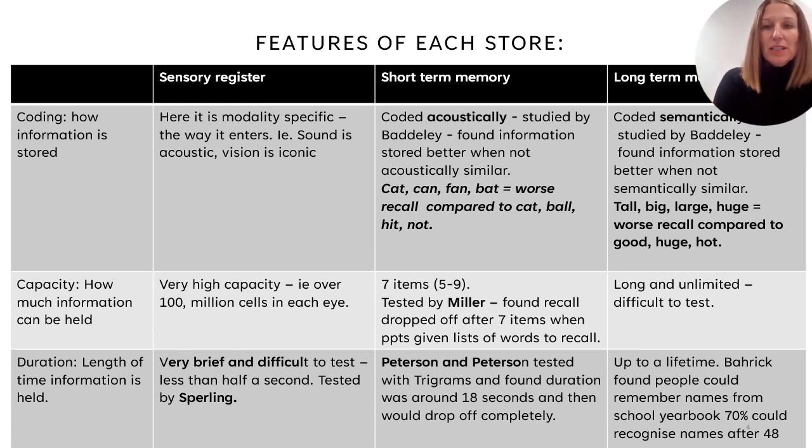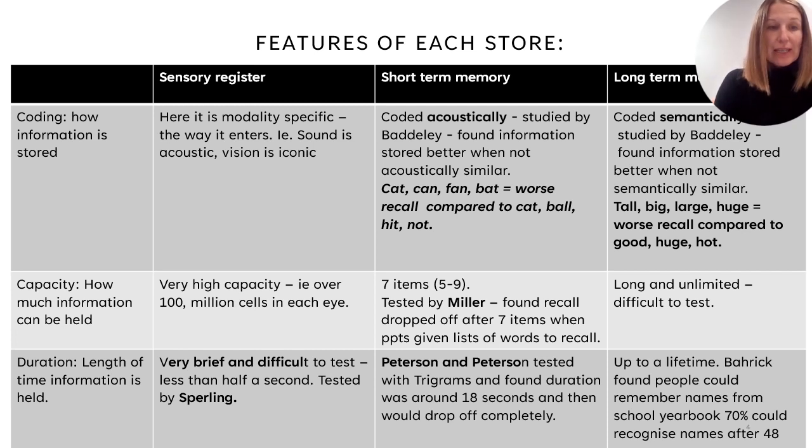Okay, so this is a table that I've pulled together just showing you the different areas or the features of each store. So you could get a question asking you to name the features of each store. That would be coding, capacity, duration, or it might ask you about coding in the sensory register, how information is stored, or in the short term, or in long-term memory. So it's worth remembering and learning this, taking a picture of this table, writing it out. Write it out now whilst I'm talking it through.